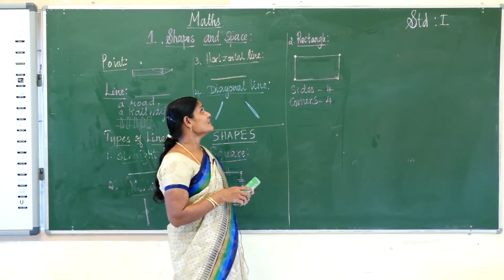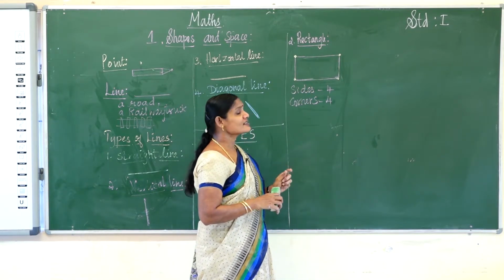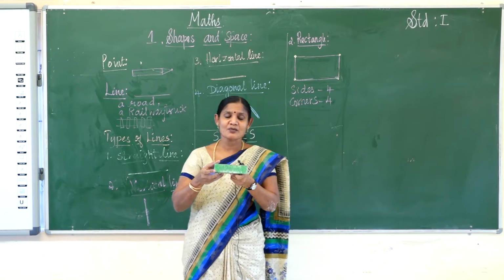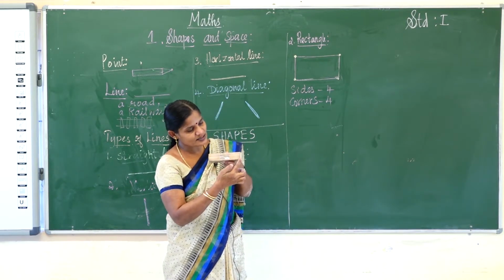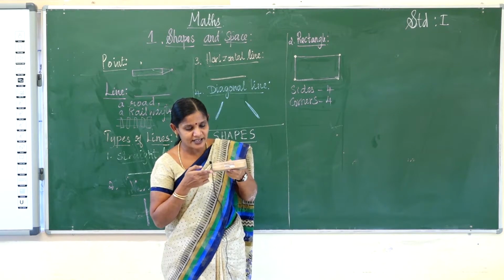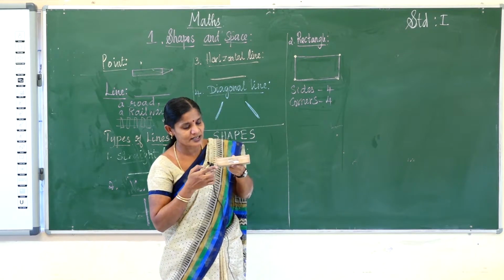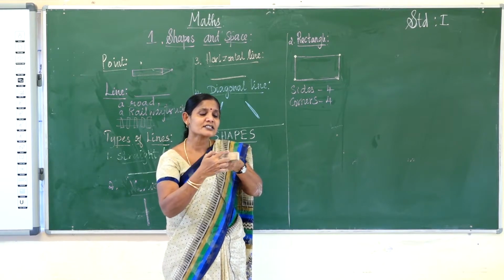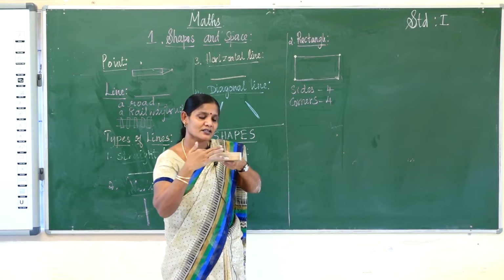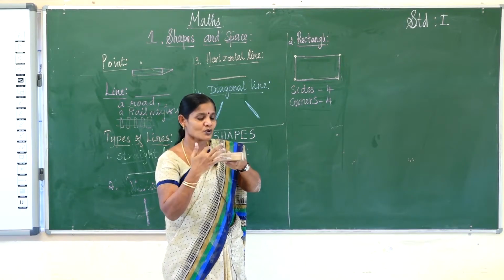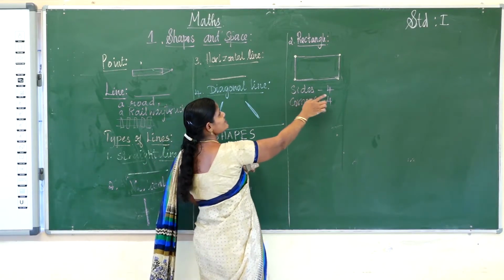Okay, listen. Next we see what is the example of the rectangle. See this duster. This is an example of the rectangle. So this is one side. This is another side. This is the third side. This is the fourth one. The surface is very flat. This is the flat surface. So 1, 2, 3, 4. So 4 sides are there.